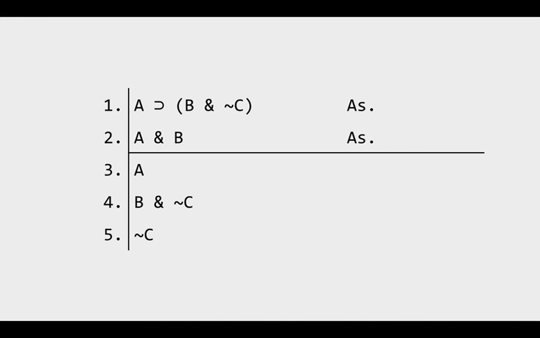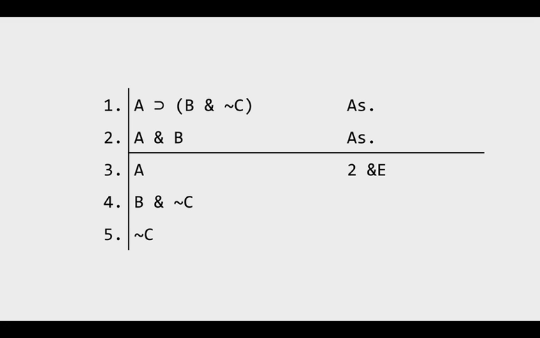For this one, it's a little bit longer, but some familiar steps either way. Where do we get 3 from? Well, clearly A is in the conjunction above in premise 2, so we can easily pull that A out by using ampersand elimination. That's from premise 2. So the documentation is 2 ampersand elimination.